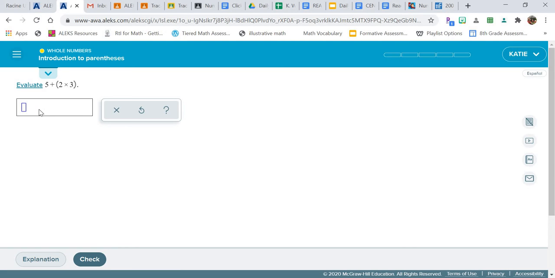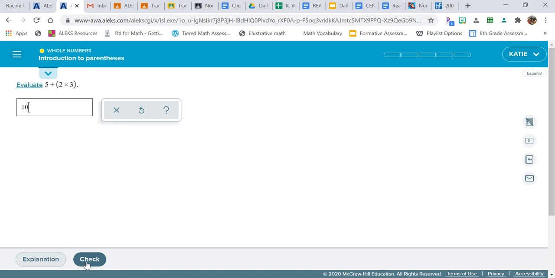So here, this is not asking me to write out the next step. It's saying evaluate. So it's asking me for the answer. So what I should be doing in my notebook is writing down the problem and then showing step by step my work and then putting in my answer. So I'm going to put in an answer of 10 here.